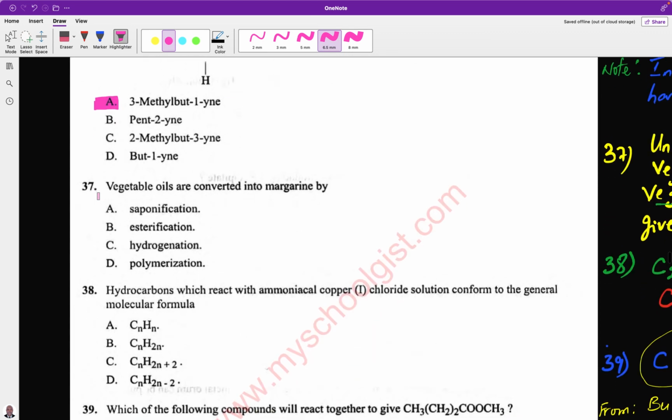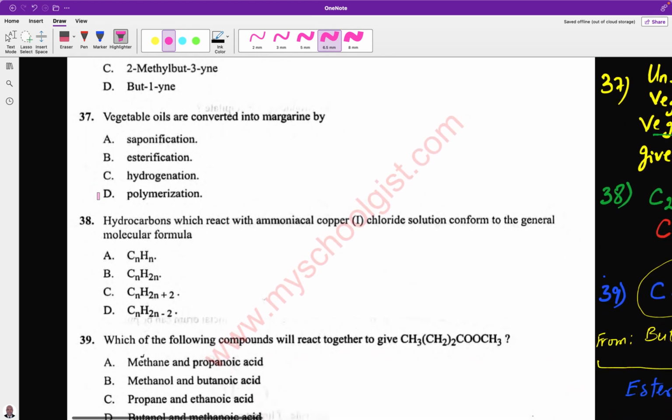Let's get to question number 37. On question number 37, we are told that vegetable oil, the vegetable oil we eat every day, is converted into margarine by A. saponification, B. esterification, C. hydrogenation, D. polymerization. These are the different organic methods. But is that the way we convert a vegetable oil to margarine? One of them is surely going to be the answer.